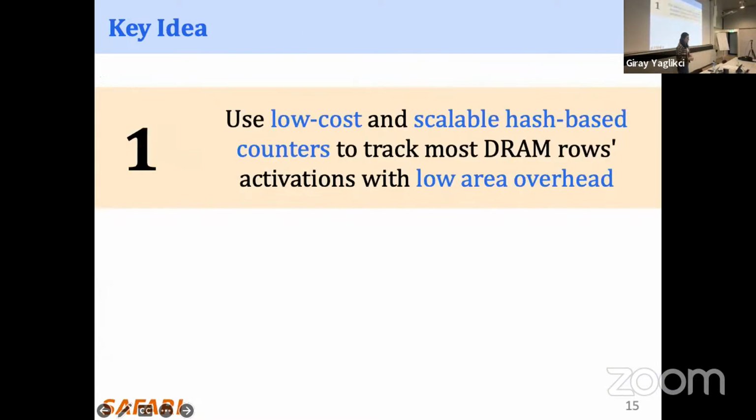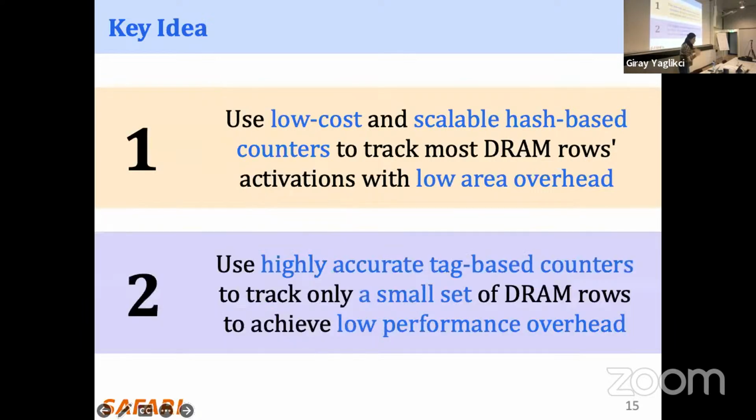Our key idea is to use low-cost and scalable hash-based counters to track most DRAM rows' activations with low area, and use highly accurate tag-based counters to track only a small set of DRAM rows to achieve low performance overheads. To this end, we propose CoMeT.